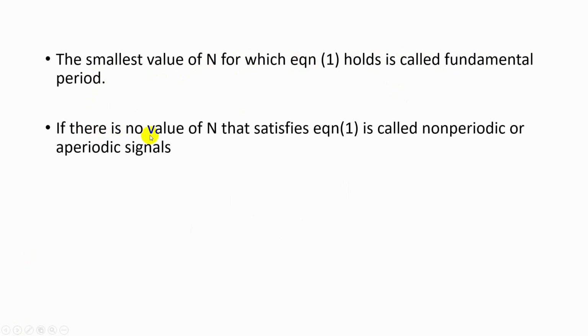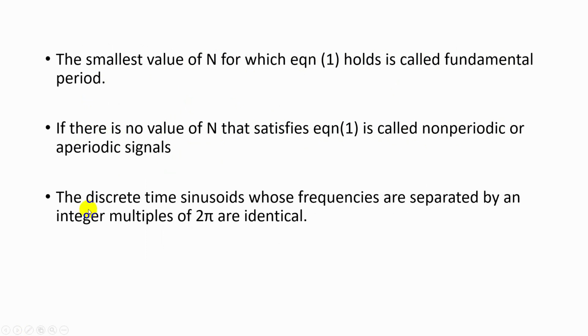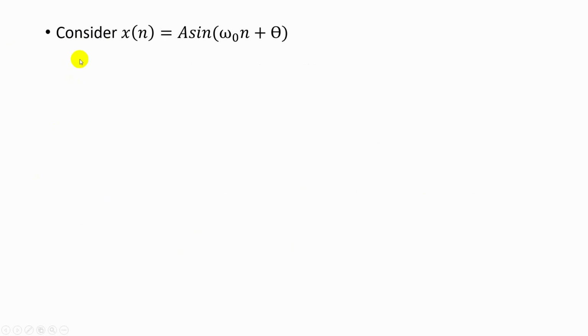If there is no value of n that satisfies the periodic condition, the signal is called non-periodic or aperiodic. The property of discrete time signals states that discrete time sinusoids whose frequencies are separated by an integer multiple of 2 pi are identical.